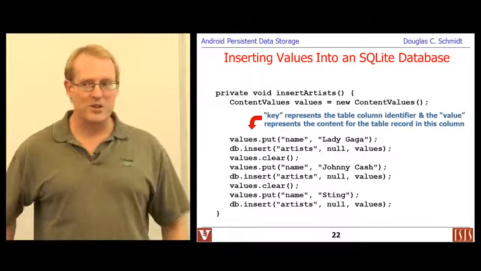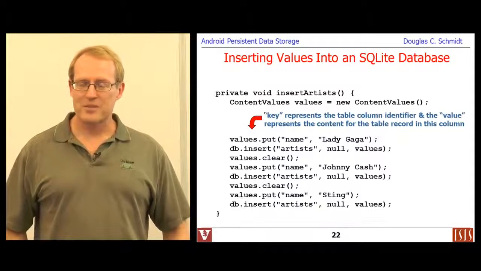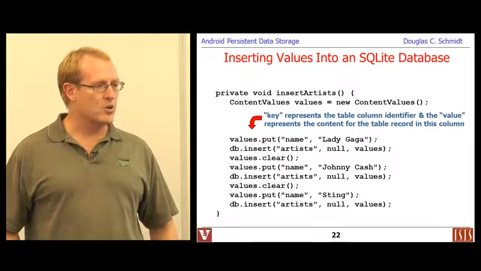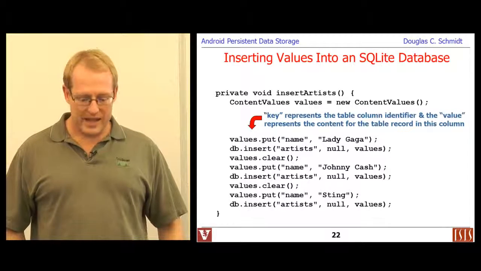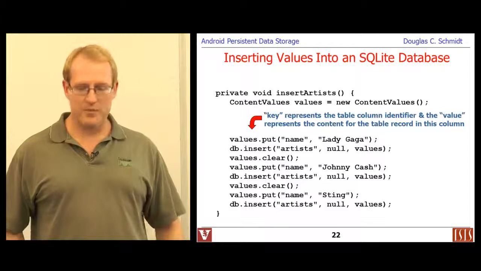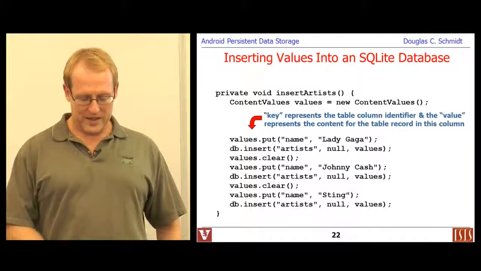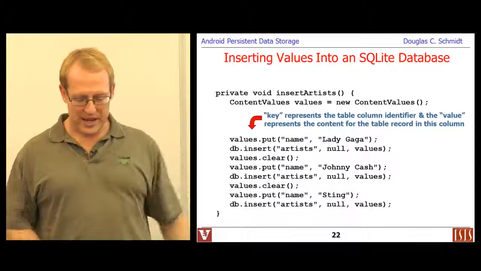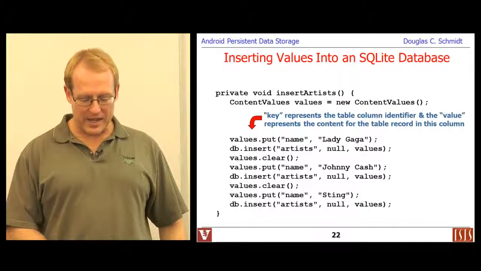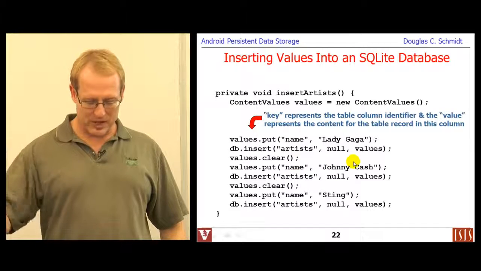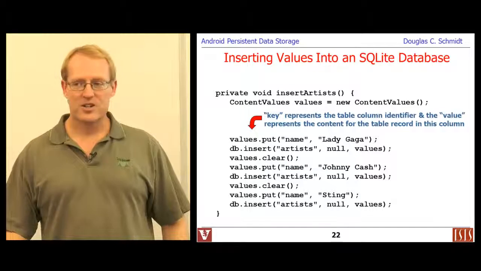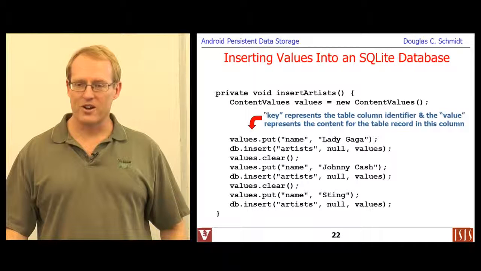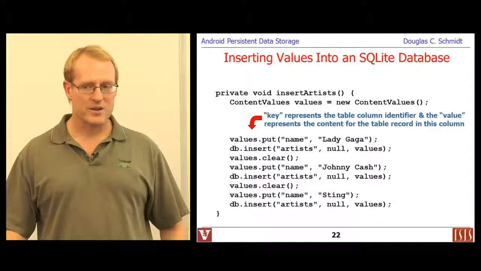Here's an example of how we might do this. Here's the insertArtists method. As you can see, we create a new ContentValues object, and then we go ahead and stick a bunch of things into it. So we're going to put in the name, because remember that's the column that we have here. And we're going to put in Lady Gaga. We're going to go ahead and put in Johnny Cash, put in a bunch of different kinds of things. We'll put Sting in there just to give a wide, diverse range of different artists from different genres over different times.